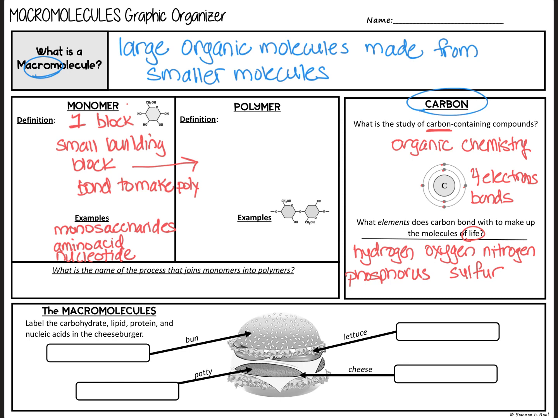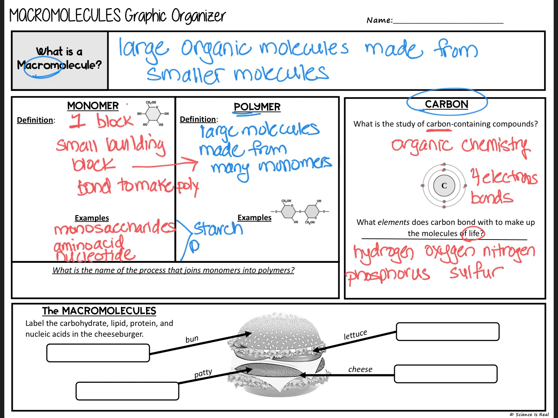So these are large molecules made from many, right? That's where the word poly comes from. Made from many monomers. In some of our examples, as we said over here, when these bond together, they make something like starch and proteins and things like DNA.